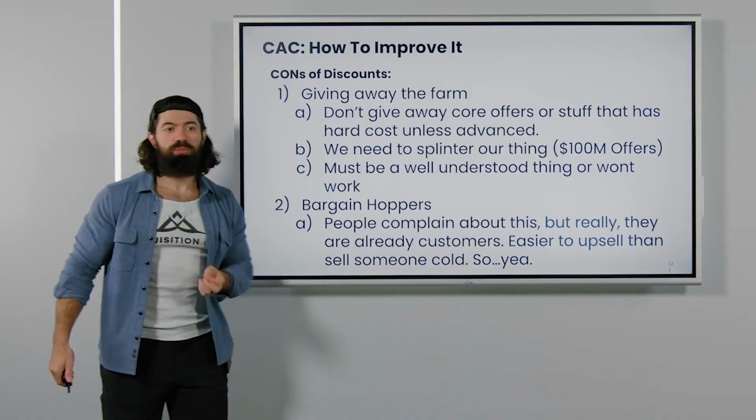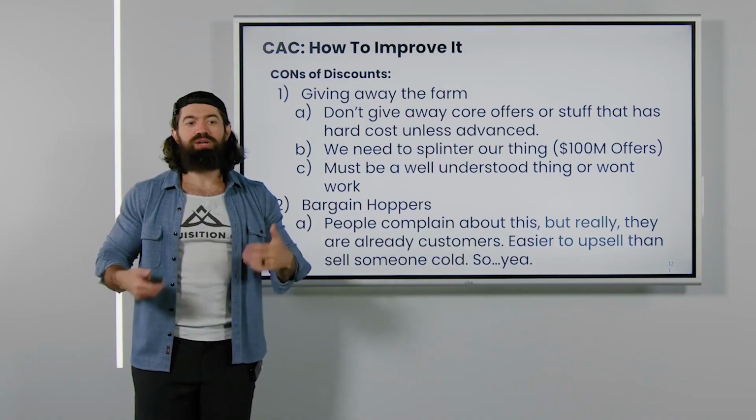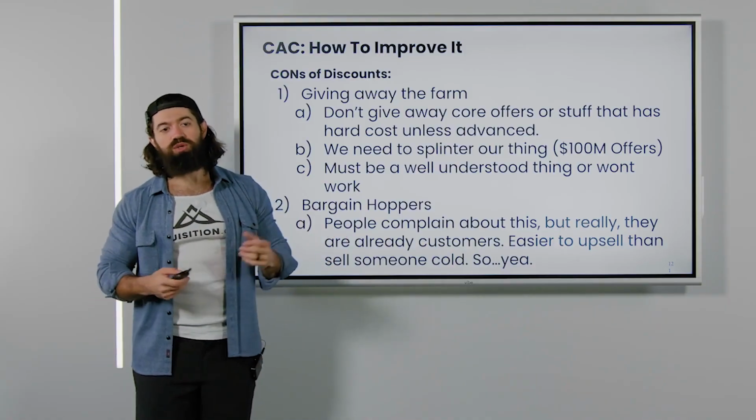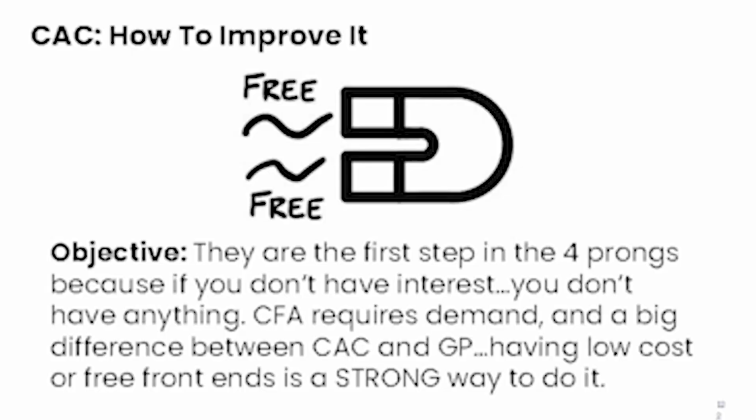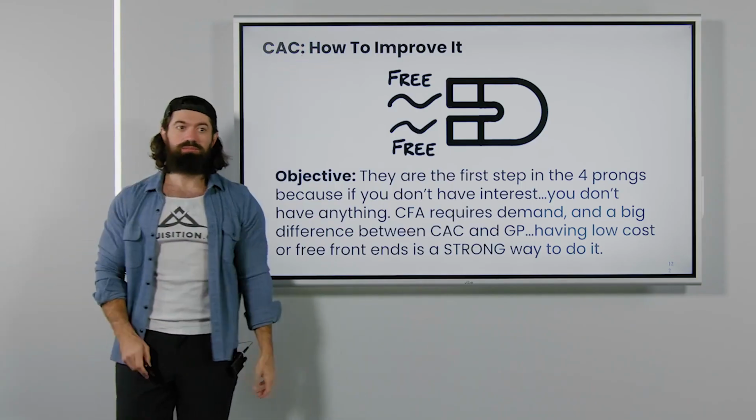The cons are you get the bargain offers, right? People who complain about this, but really they're already customers. They're easier to upsell than someone who's cold. So yeah. All right, so the objective is that attraction offers are the first step in the four prongs, because if you don't have interest, you don't have anything, right? Customer-financed acquisition requires demand. And a big difference between CAC and GP is that having low-cost or free front ends is a strong way to do it. So lots of demand, free big front ends, drives more in.